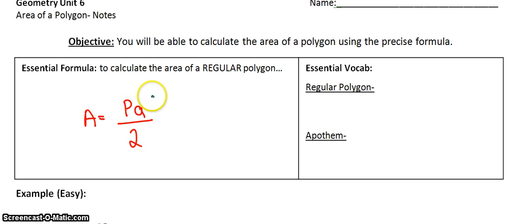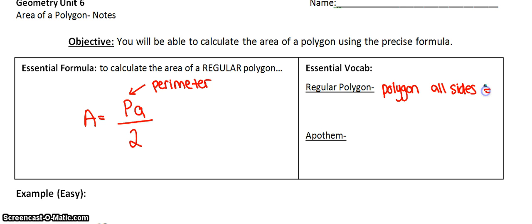And I'm going to go ahead and define what each of these pieces means. The one part you do know is that P is for perimeter. And the other stuff is new vocabulary. So the first thing, you're calculating the area of a regular polygon. And a regular polygon is a polygon, which is just a closed shape, with all sides being congruent. So it's a polygon where all sides are congruent. Okay? Which would also make all angles congruent.